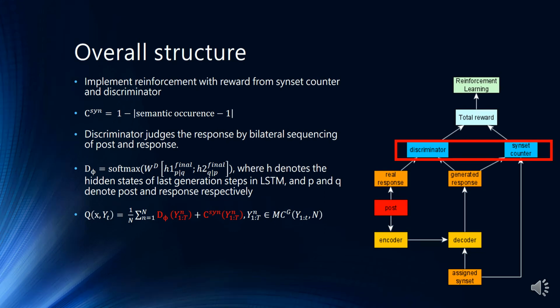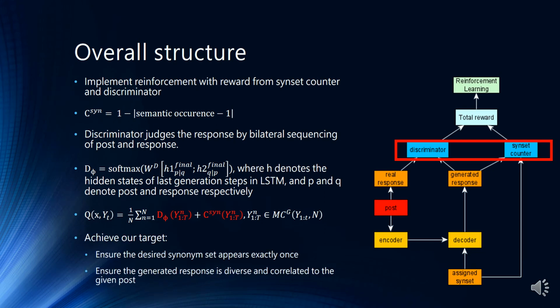As for the discriminator, it contains two LSTM networks and judges the correlation of post and response by reading the post and response in different orders. The final hidden state of the two LSTM networks will then be used to generate the reward value of the discriminator. After summing up the reward value from both discriminator and sense counter, the total reward will be implemented in reinforcement learning. Finally, we have achieved our goal to ensure that the desired semantics will appear exactly once, and also the generated response will be diverse and correlated to the given post.